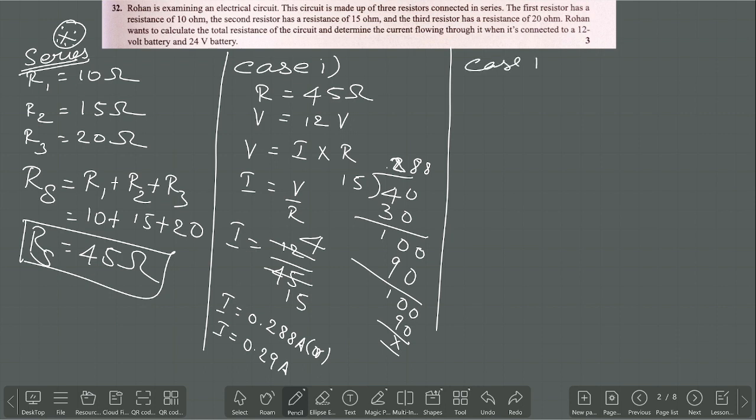Case 2. So the resistance is going to be the same. R is equal to 45 ohm. What is the value of potential difference? 24 volt. So only the I value you are going to find. So what is the formula? I is equal to V by R. So I is equal to, what is the value of V? 24 by 45.